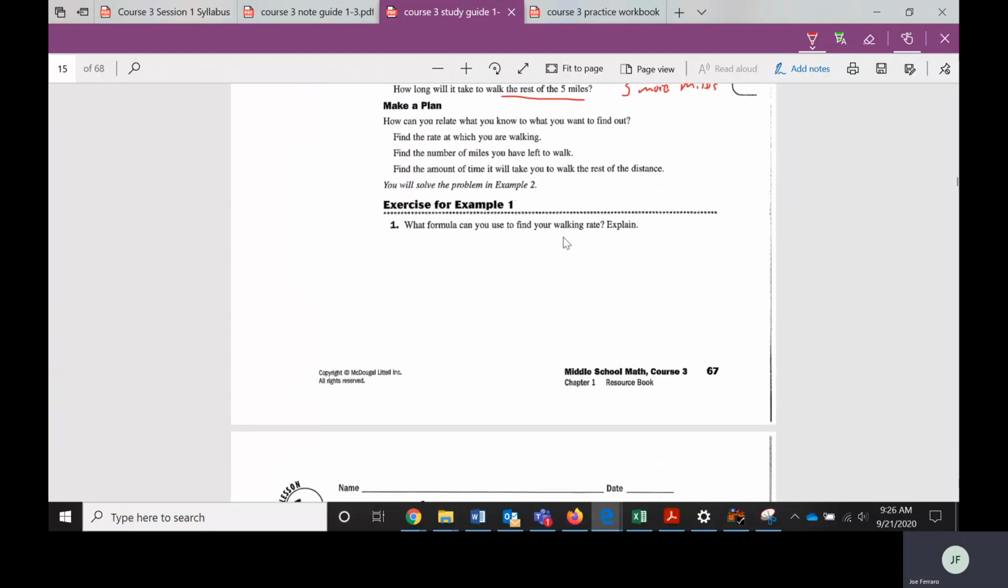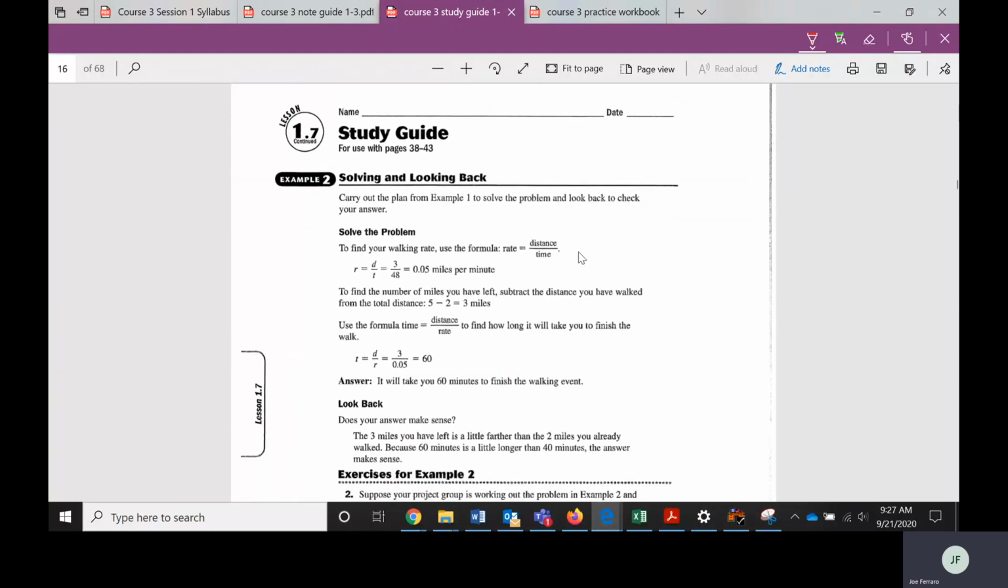Here it says, what formula can you use to find the walking rate? Well, they go over that here. So they go back to some things we did in the other section. They use the distance formula, which is distance equals rate times time. Now, I don't think this is the way I would solve this, but it works. From that, they figured out the rate. We gave you this either last section or the one before. Rate equals distance divided by time.